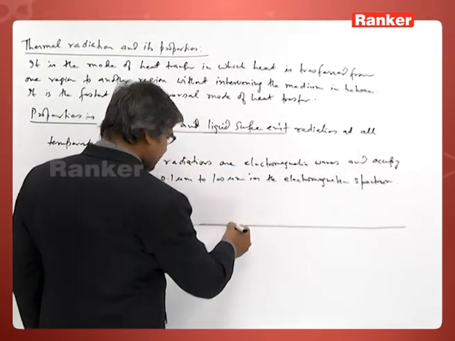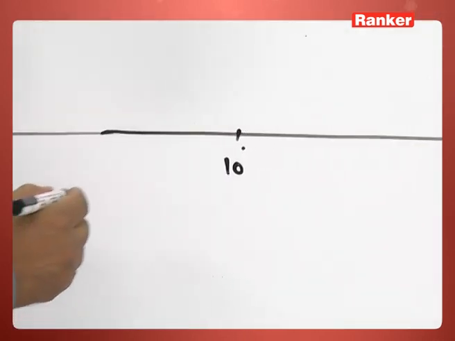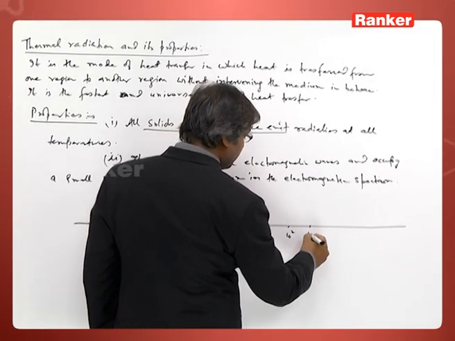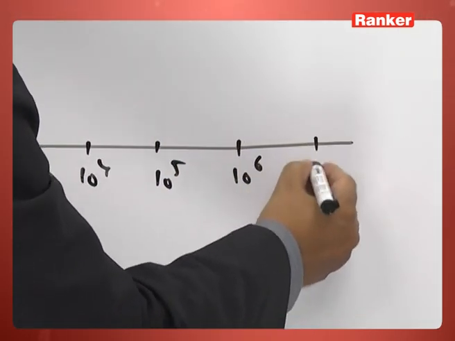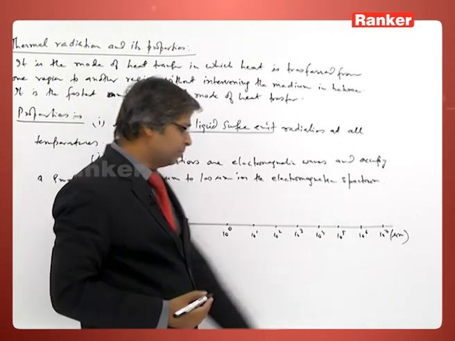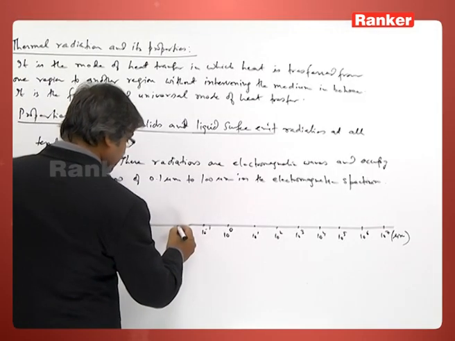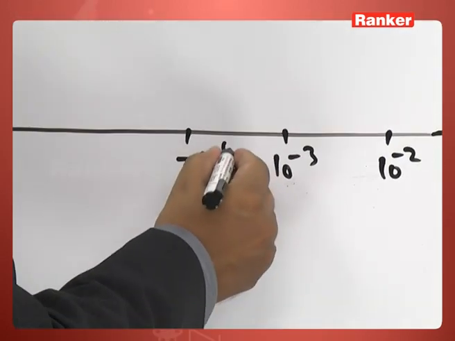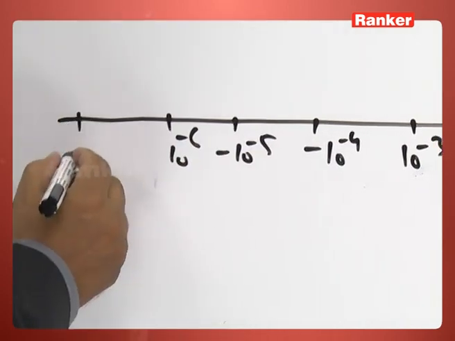Here in the center, this is 10 to the power 0 and this is 10 to the power 1, 10 to the power 2, 10 to the power 3, 10 to the power 4, 10 to the power 5, 10 to the power 6, 10 to the power 7. These are all in micrometers. Here at the last I have written micrometers, and again here this is 10 to the power minus 1, then 10 to the power minus 2, then 10 to the power minus 3, 10 to the power minus 4, 10 to the power minus 5, 10 to the power minus 6, and then 10 to the power minus 7.